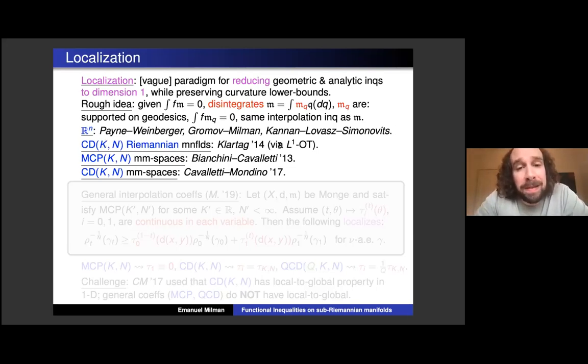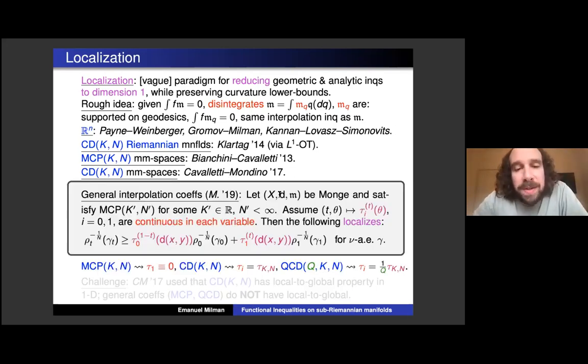And the idea of Bo'az was to use L1, not L2, optimal transport. Unfortunately, I don't have time to give you more details. Then in the optimal transport community, they did this for metric measure spaces satisfying the MCP condition and satisfying the CD condition. This is the work by Cavalletti and Mondino, which was very influential. But it doesn't help us because we need QCD. We need localization for QCD.